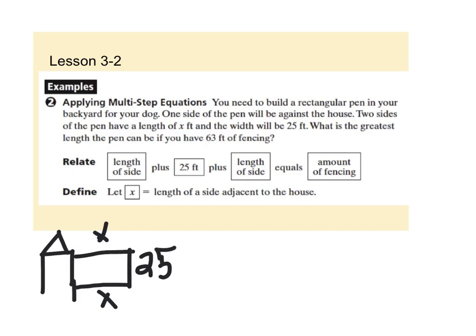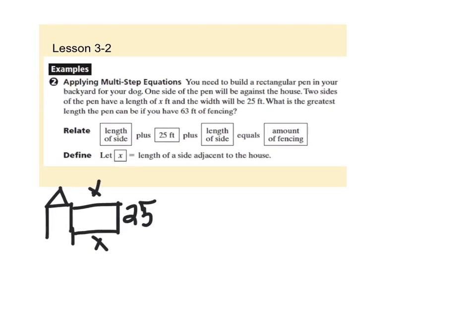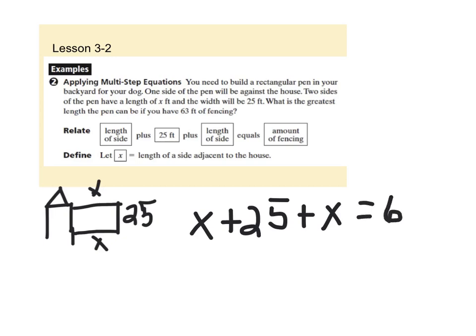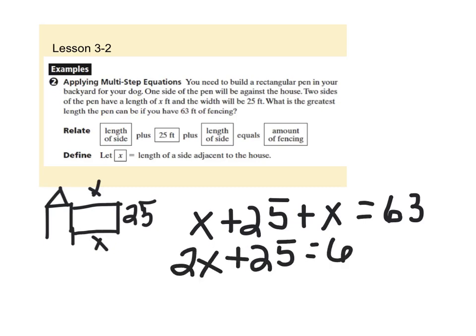Since our fence is going to be the perimeter, we're going to add x plus the 25 plus the x, and we have 63 feet of fencing. That's going to be our total. In order to figure out the biggest pen we can build, we need to solve this equation for x, and that's going to tell us one of our dimensions. So we combine like terms and we get 2x plus 25 equals 63.